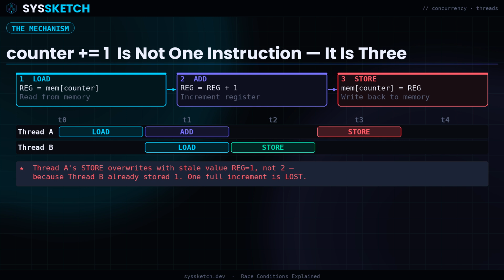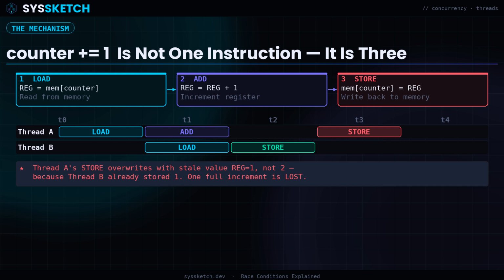Thread A loads counter as 0. Thread B loads counter as 0 before A has stored its result. Thread A adds 1 and stores 1. Thread B adds 1 and stores 1. Net result, counter equals 1, not 2. One complete cycle of work was lost, overwritten by B storing a stale value it loaded before A finished.